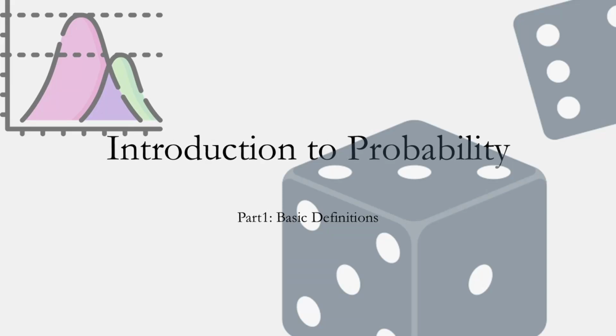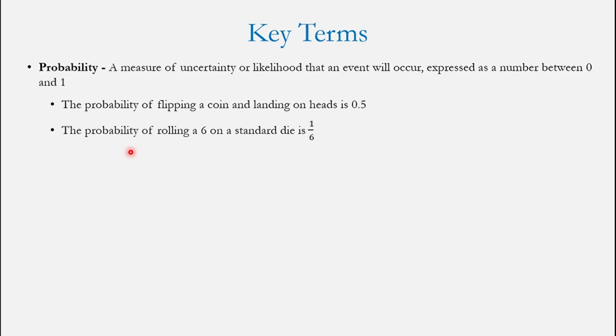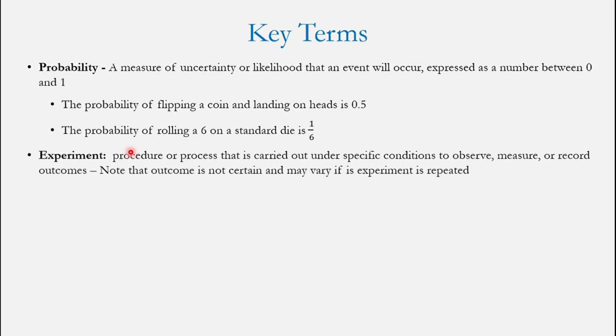Welcome to this video series on probability, and in this first part we're going to discuss some basic definitions and look at some basic examples as we hope to build into deeper concepts of probability in the next sets of videos. So the term probability refers to the measure of uncertainty or likelihood that an event will occur, and it's expressed as a number between 0 and 1. For example, the probability of flipping a coin and landing on heads is 0.5, or half.